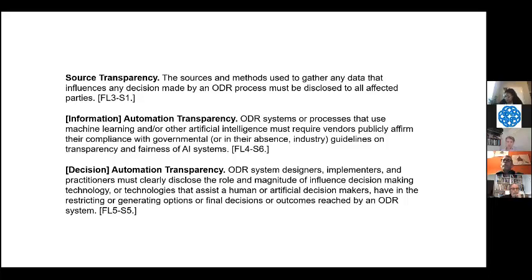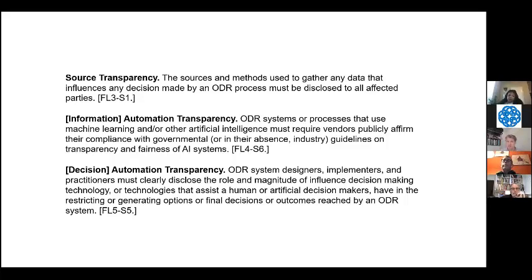Automation transparency. When we get into AI, we're really starting to push boundaries of, again, is this possible in how we think of the tool? Is that tool going to even be able to be used if this is a standard that's appropriate? So here we're saying the systems or processes that use machine learning and or artificial intelligence must require vendors to publicly affirm their compliance with the governmental guidelines on transparency and fairness of AI systems. Is that a meaningful statement? Does it do anything? Is it practical? What happens? Who houses it?